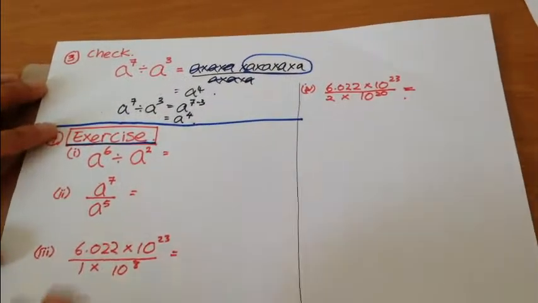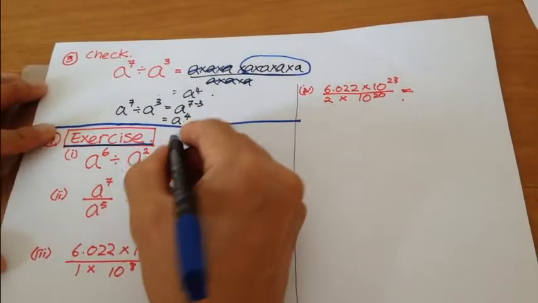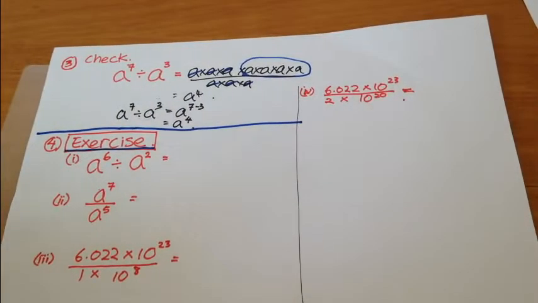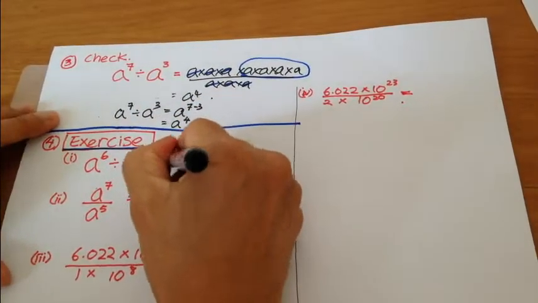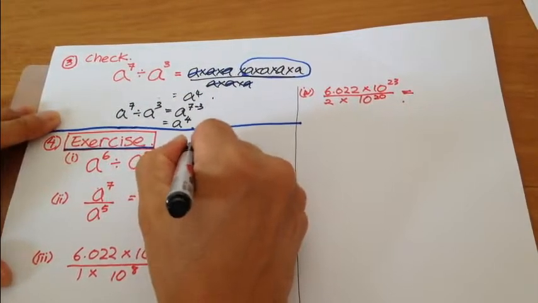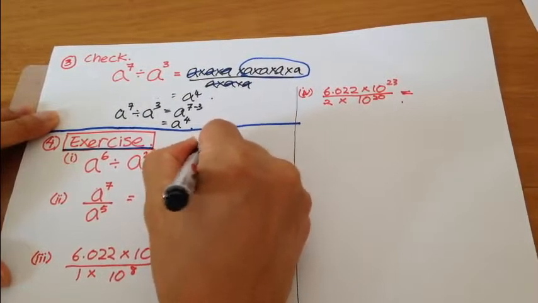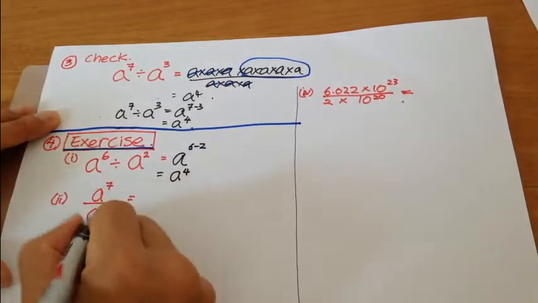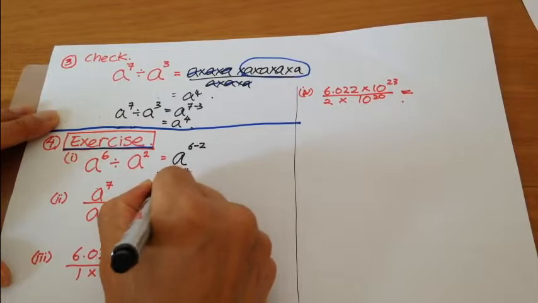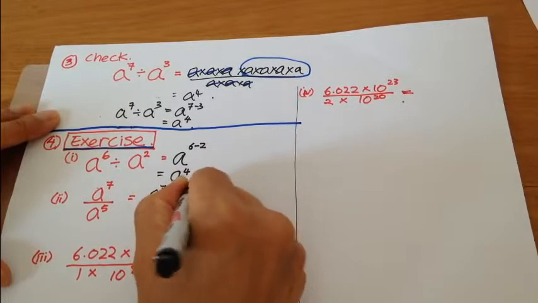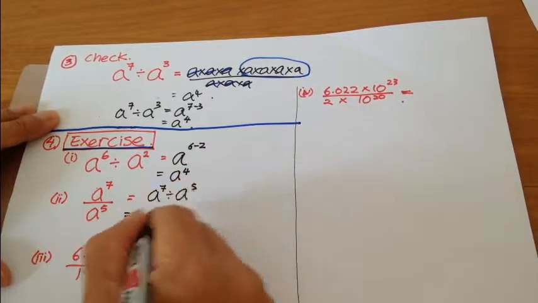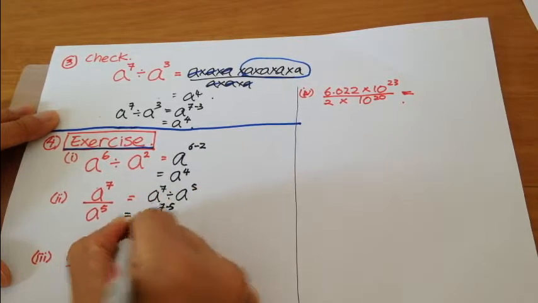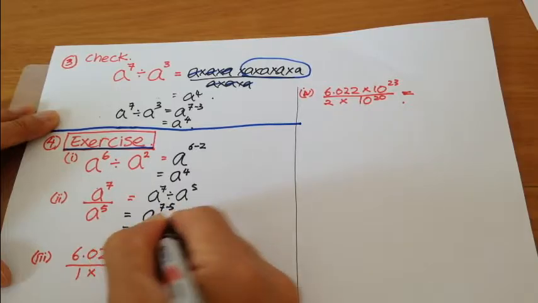Okay, welcome back. Let's try this out. A to the power of 6 divided by a squared is basically a raised to the power of, and then we take the difference of the indices, 6 minus 2, so that is a to the power of 4. This one is the same as a to the power of 7 divided by a to the power of 5. And taking the difference of the indices, that is 7 minus 5, we end up with the answer a squared.